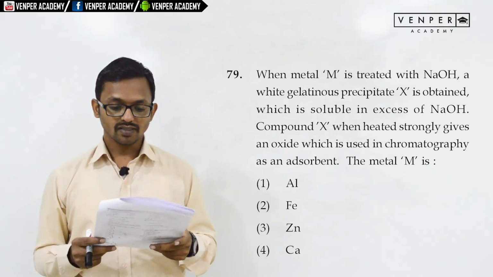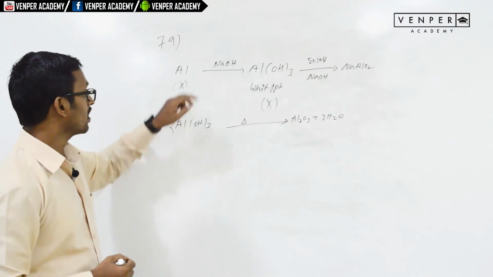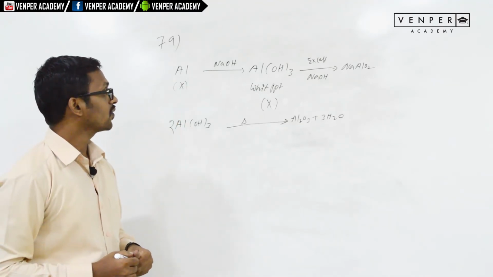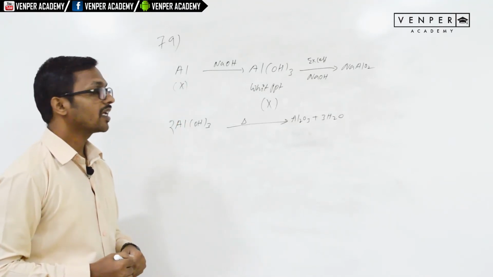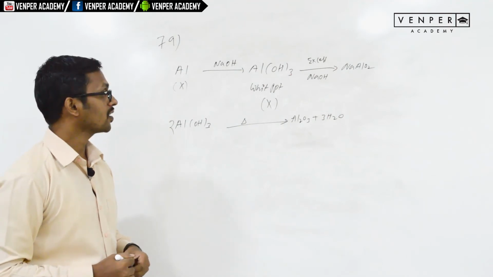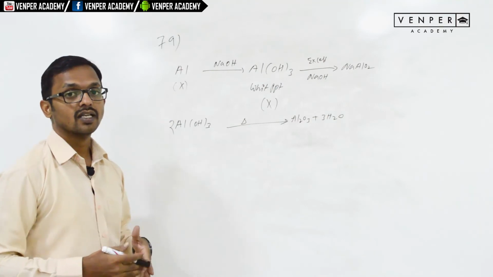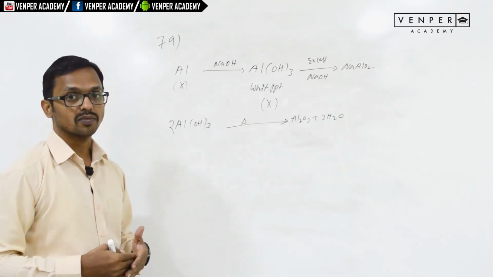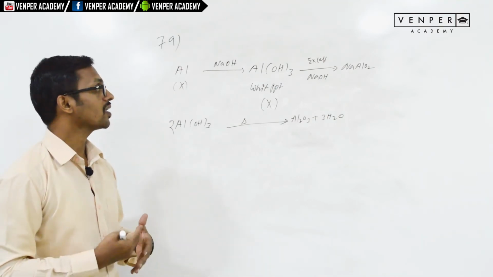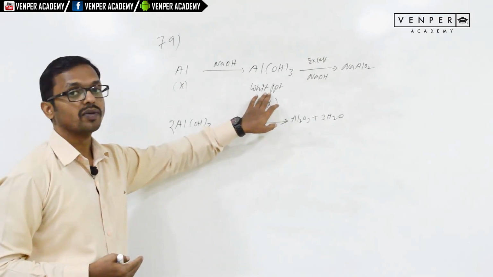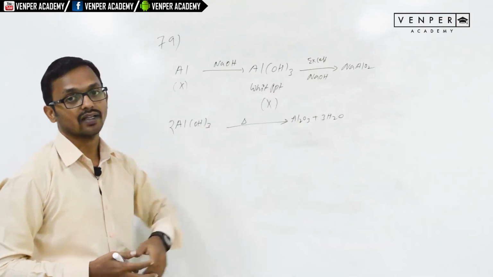The metal M, here let us take X as aluminium. When it reacts with sodium hydroxide, it gives a white precipitate, that is nothing but aluminium hydroxide. So when we take excess of sodium hydroxide, it gives sodium meta-aluminate. That means aluminium hydroxide, this precipitate, is dissolving in sodium hydroxide.